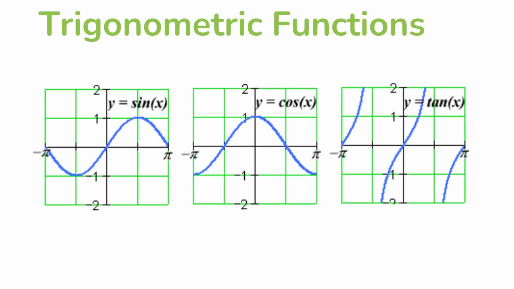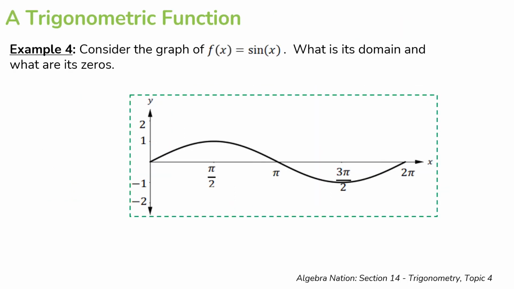The last type of function that we're looking at is a trigonometric function. We remember the sine, cosine, and tangent functions, and so we're going to analyze these graphs a little bit more. For this example, it says consider the graph of f of x is equal to the sine of x. What is its domain and what are the zeros? And so the domain would take up the space from 0 to 2 pi. So it starts here on our y-axis at 0 and it stops at 2 pi.